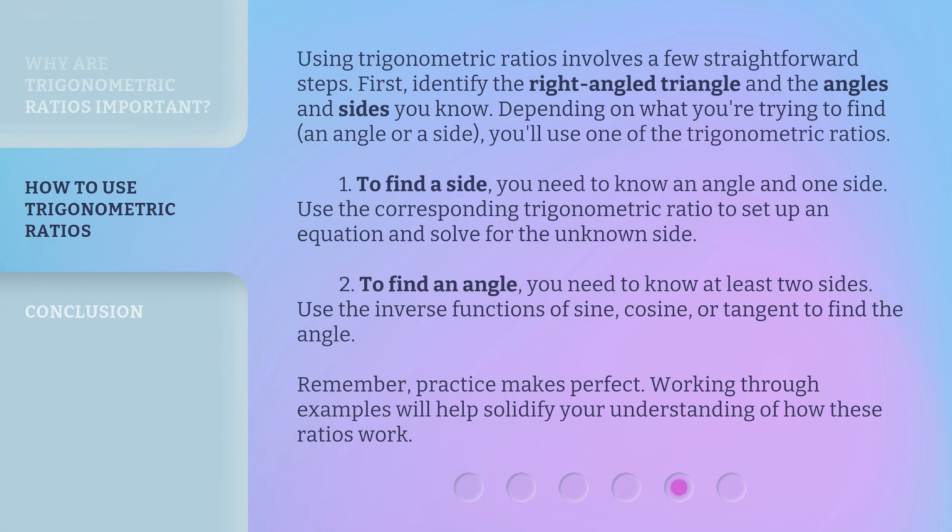Using trigonometric ratios involves a few straightforward steps. First, identify the right-angled triangle and the angles and sides you know. Depending on what you're trying to find, an angle or a side, you'll use one of the trigonometric ratios. 1. To find a side, you need to know an angle and one side. Use the corresponding trigonometric ratio to set up an equation and solve for the unknown side.